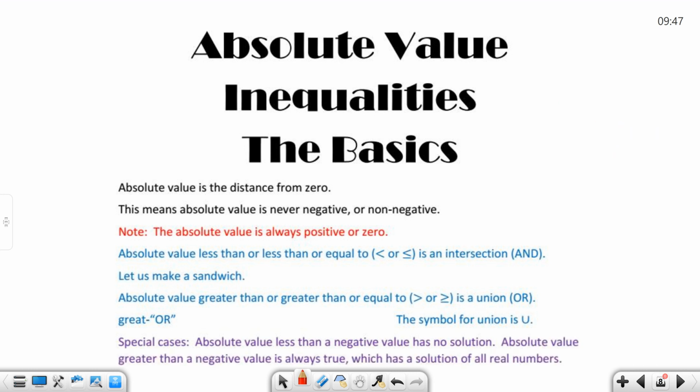And then absolute value greater than a negative is always true. If I have the absolute value of some function, or absolute value of anything, and I say greater than negative some number, when is a positive number greater than a negative? Always. When is 0 greater than a negative? Always. So it has a solution of all real numbers. Everything works. Take your favorite number, plug it in, it works. Take your neighbor's favorite number, plug it in, it works. Take your friend's favorite number and plug it in, it works. All right? It always works.